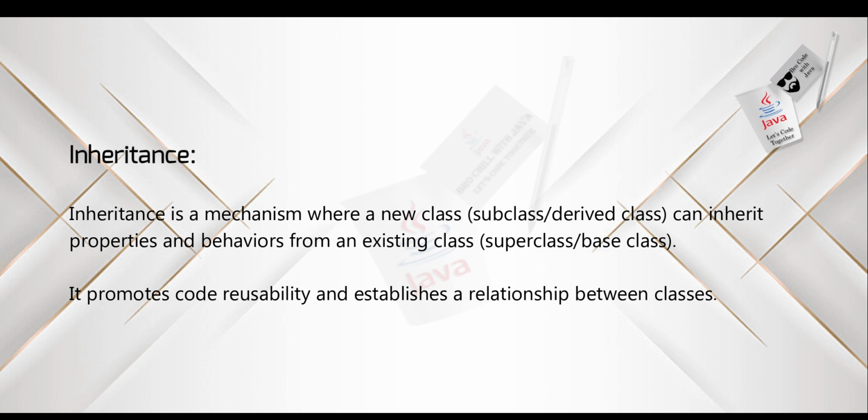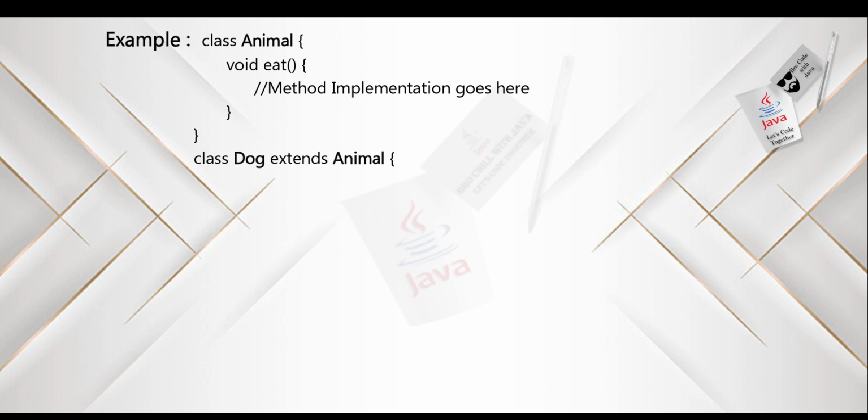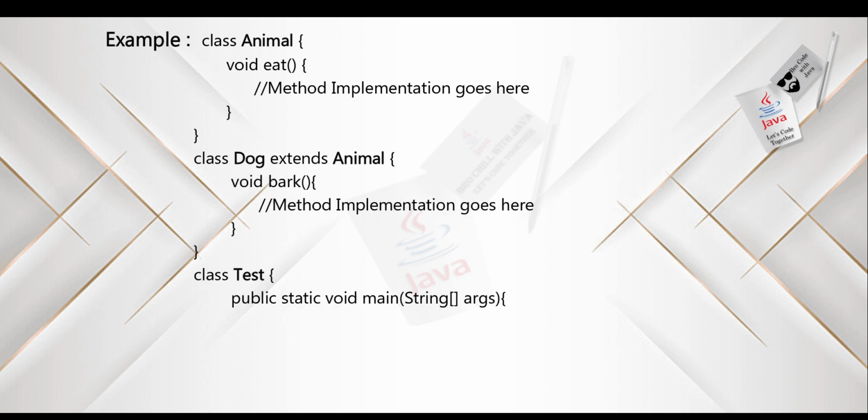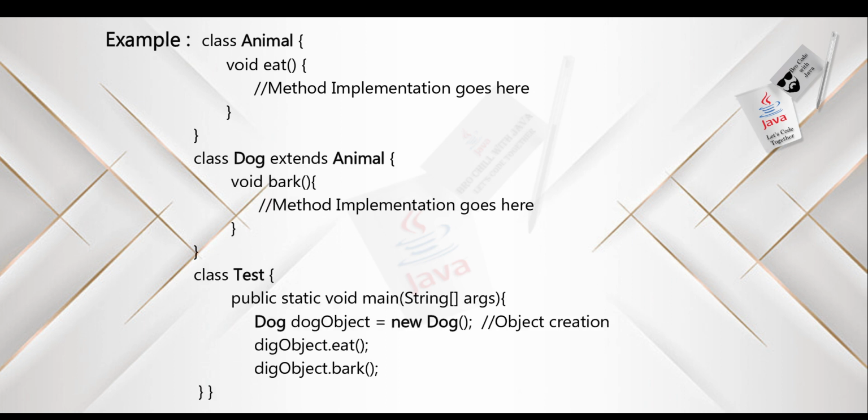Let's see an example. Here we have created a class with the name animal, and it consists of method eat. Next we have created another class with the name dog. This extends class animal, and in this we have created a method with the name bark.